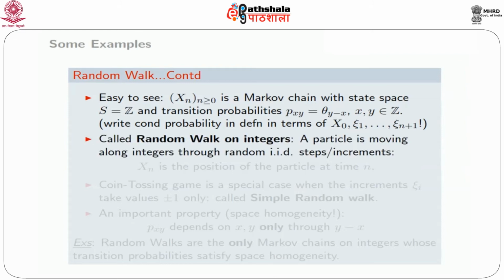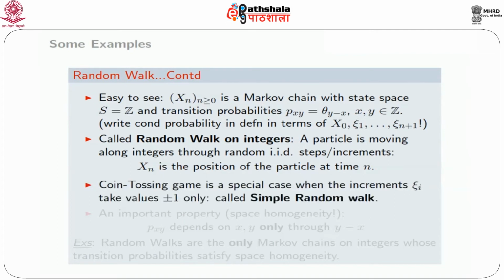This is called the random walk on integers. You can physically think of it this way. A particle is moving along integers through random IID steps. So each individual step of the particle, the successive steps, are IID random steps. They can also be called increments. And then Xn is simply the position of the particle in the set of integers at time n. So of course the position at time n would be a sum of the increments plus the initial position, which is what the formula gave.